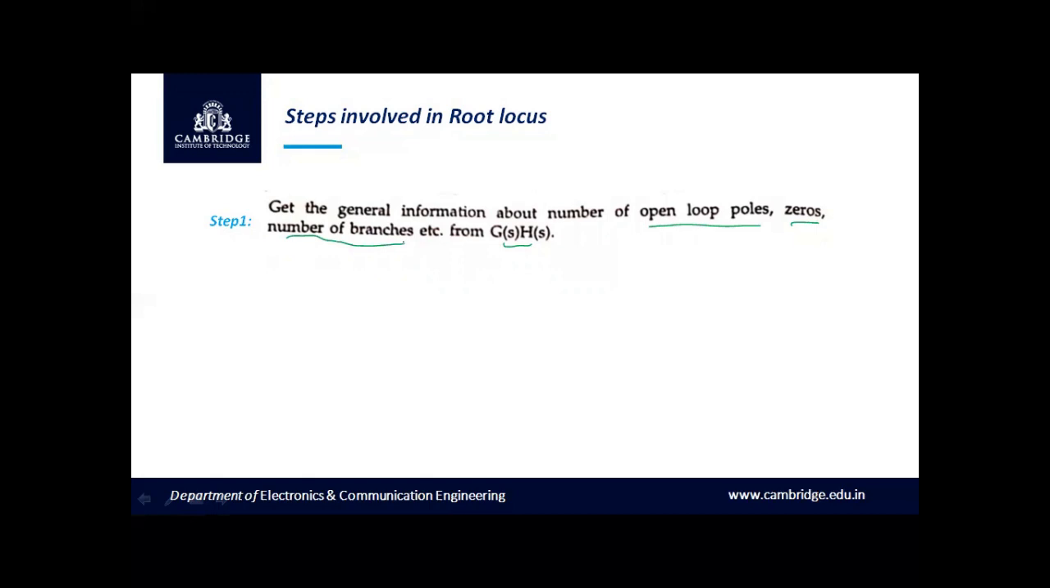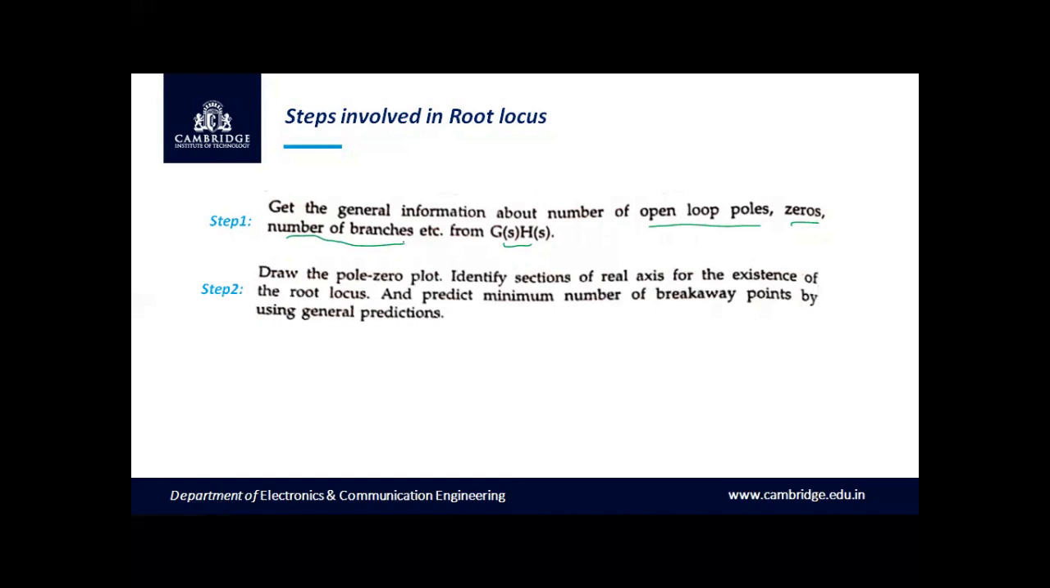General information. And moving on to step number 2, we have to draw the pole zero plot and identify the sections of the real axis for the existence of root locus. This is the place at which we have to check for the existence of root locus. And then we have to predict the minimum number of breakaway points by using the general prediction method.